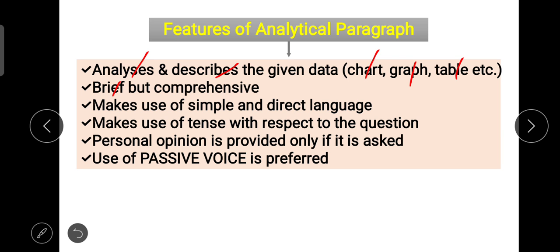Then we need to make use of simple and direct language. We don't have to use metaphorical language, creative language, the way we use in writing speech and debate.